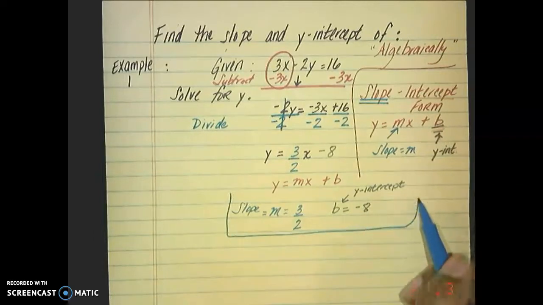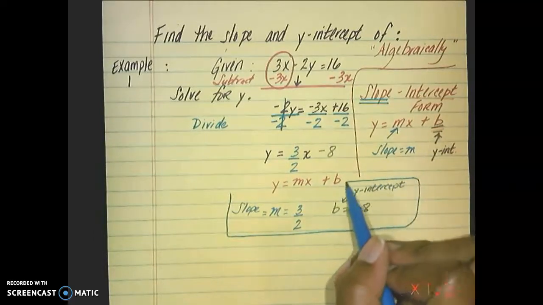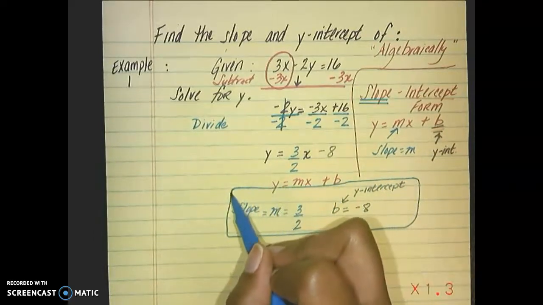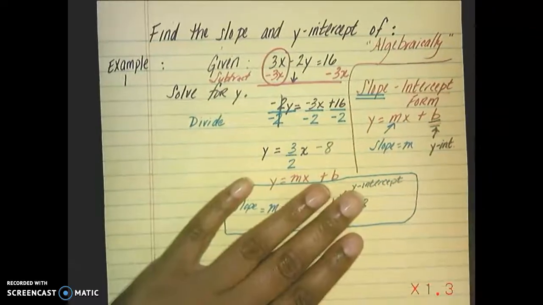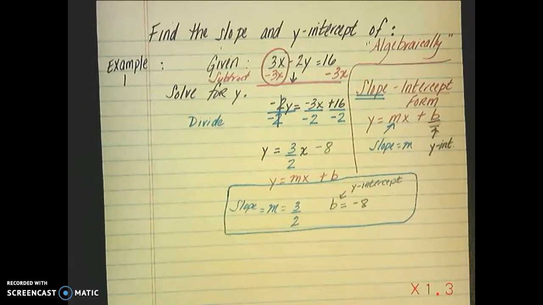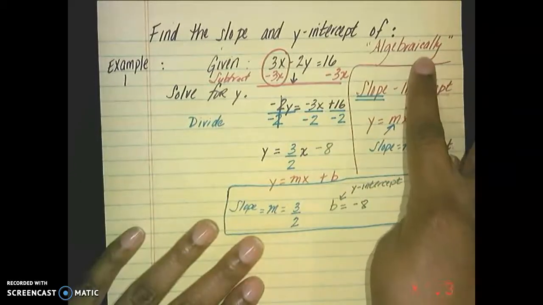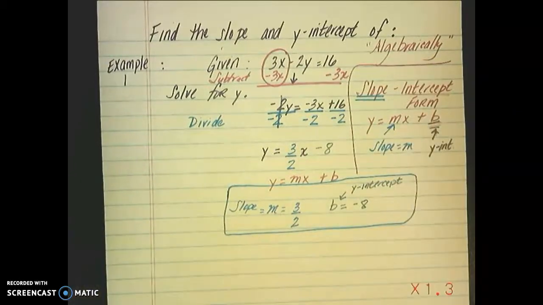We know what our slope is. We know what our y-intercept is. We don't have to graph it, but what I want to do next is graph it. So if you're good with this, this could be your example 1. You know how to do it algebraically, and you're good to go.